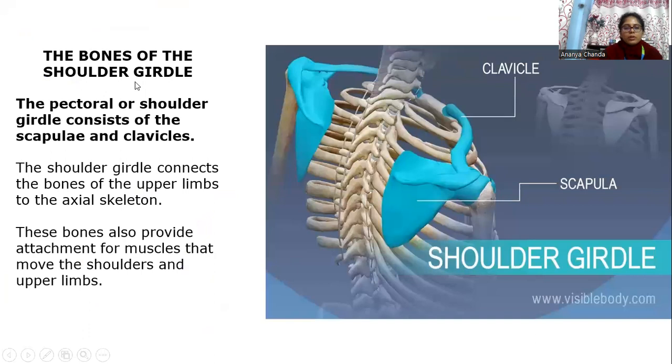The bones of the shoulder girdle are the scapula and the clavicles. The shoulder girdle connects what? The bones of the upper limbs to the axial skeleton, and the bones also provide what? Attachment for the muscles that move the shoulder and the upper limb. So this is the scapula, also known as the shoulder blade, and this is the shoulder girdle.